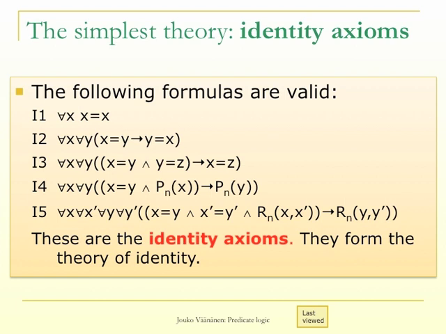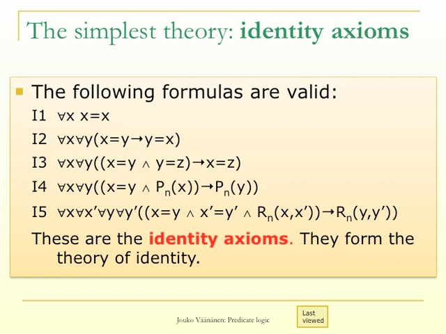The fifth axiom, for all x, for all x prime, for all y, for all y prime, left parenthesis, x equals y and x prime equals y prime and Rn x x prime, right parenthesis, implies Rn y y prime. So this says that the binary predicate Rn is also closed under identity. Pretty reasonable. If the pair x x prime is in Rn, then so is the pair y y prime, because it is the same pair.